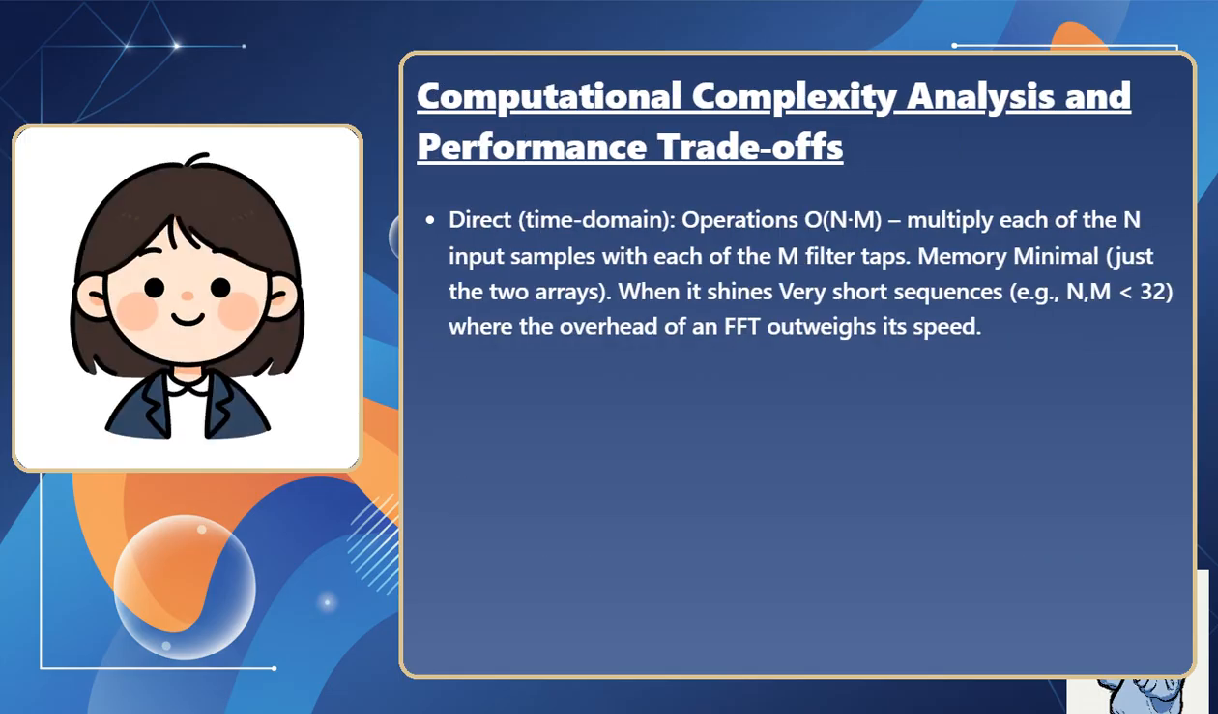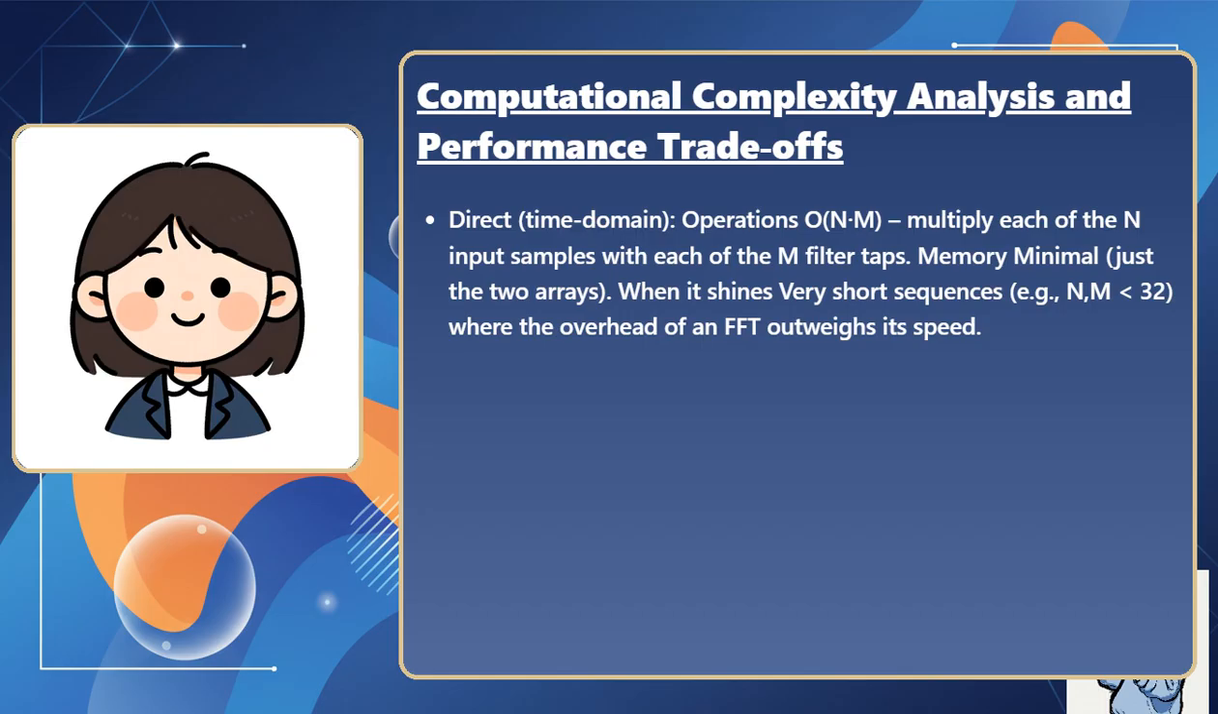Direct time domain operations: big O of n times m, multiply each of the n input samples with each of the m filter taps. Memory: minimal, just the two arrays. When it shines: very short sequences, for example n and m less than 32, where the overhead of an FFT outweighs its speed.